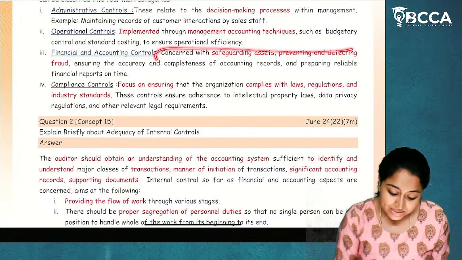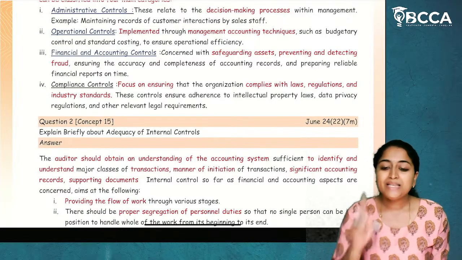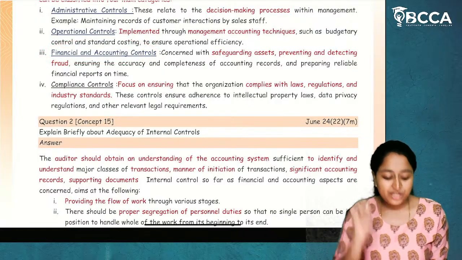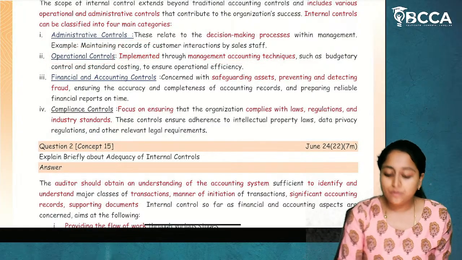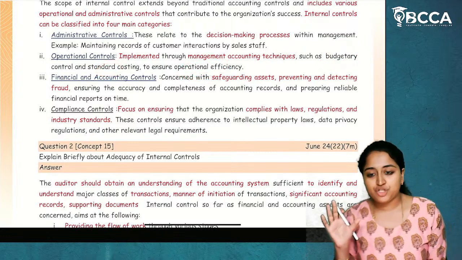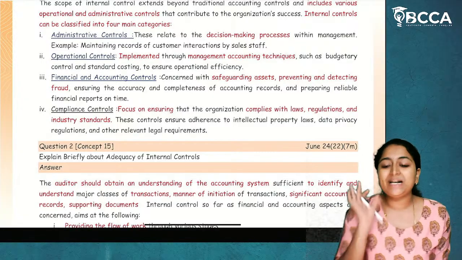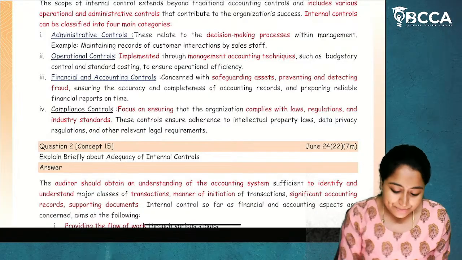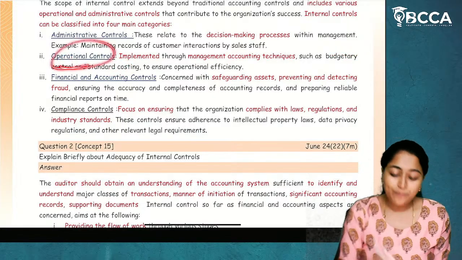So for this purpose, if the organization is taking any procedural or systematic steps, then it is called financial and accounting control. Second, what we have seen, operational control. Operational control is implemented through management accounting techniques such as budgetary control and standard costing to ensure operational efficiency. So management are putting some procedural or systematic steps to increase operational efficiency by taking steps like budgetary control and standard costing. These kinds of steps and processes are called operational control.